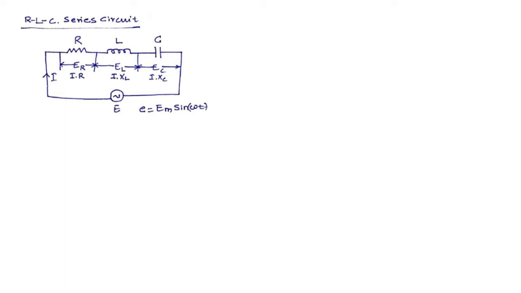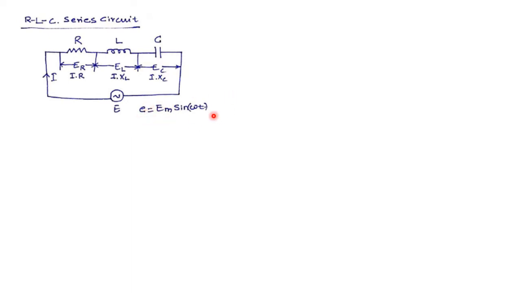consists of a resistance component R, inductive component L and capacitive component C connected in series across the supply of E volts. Capital E is the RMS value of supply voltage, and capital I is the RMS value of circuit current. The supply voltage is given as E equal to Em sin omega t. With this instantaneous equation of voltage, I am considering the initial phase angle of voltage to be 0. It means that I am considering the voltage on the reference axis.